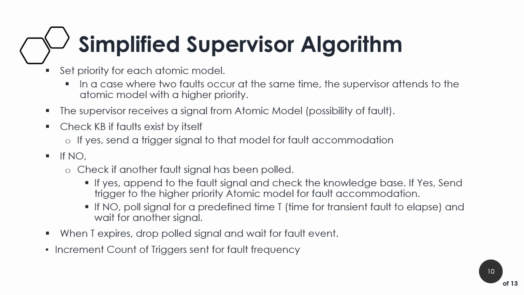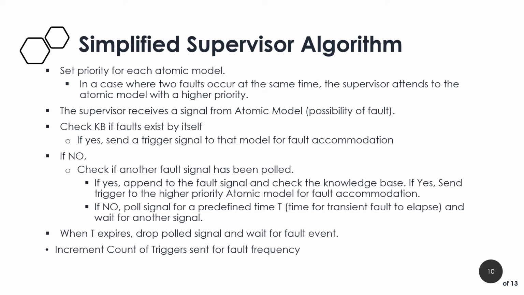If it's not a known fault, it has to hold on to it for some time that we define, because we notice in cyber physical systems some faults are not dependent on others, or they are dependent on others depending on how they occur. So we poll for a short while, and if we find that it depends on another fault, we check them together and then poll for a certain time. If we see that in the knowledge base, we send the trigger to that atomic model. And when the time expires while we're holding the fault and no other related fault message comes in, we can discard that message as a transient fault.